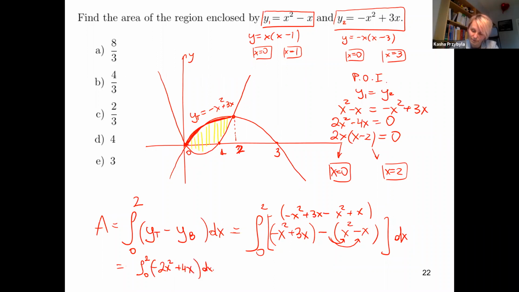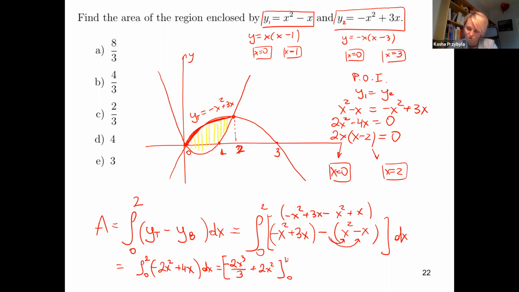Now, what is the integral of 2x squared? 2x cubed over 3. Thank you. And what about the integral of 4x? Just 2x squared. Really nice.